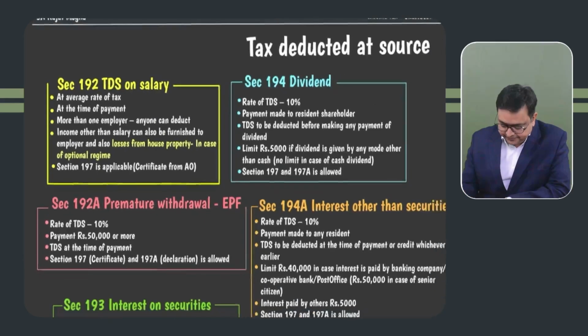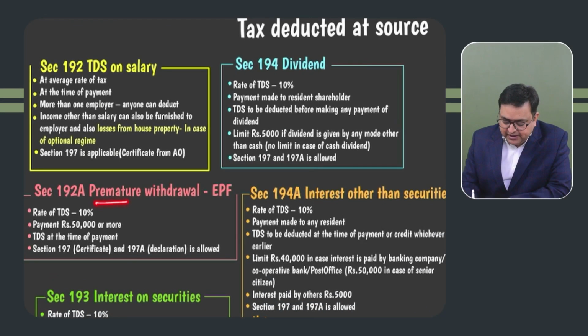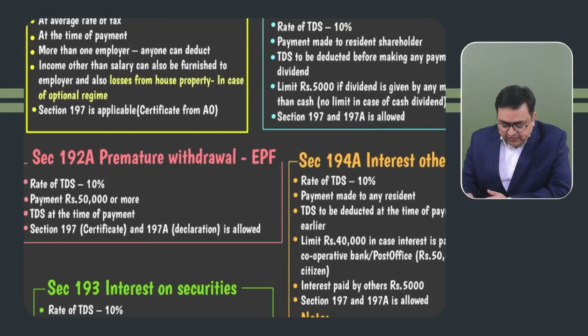Section 192A, premature withdrawal from RPF. So if recognized provident fund is getting withdrawn before 5 years, see, if you are withdrawing it after 5 years, then it is exempt. But if you are withdrawing it before 5 years, then it will be taxable. If the amount which you are receiving is more than 50,000 rupees, it would be taxable. The TDS rate would be 10% in that case.